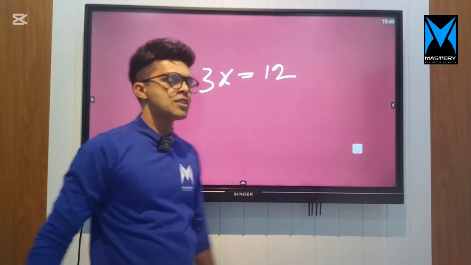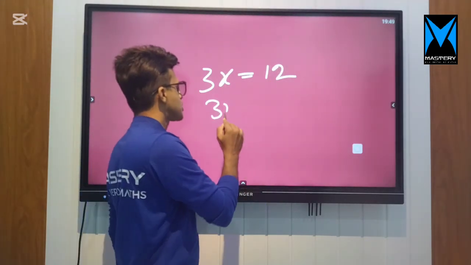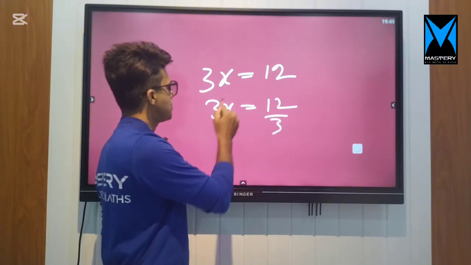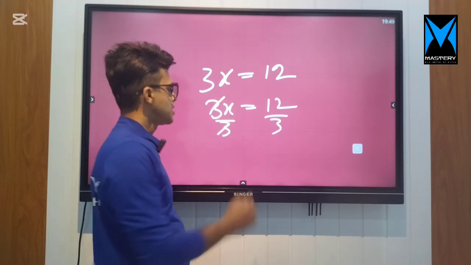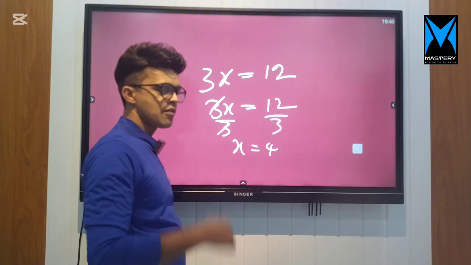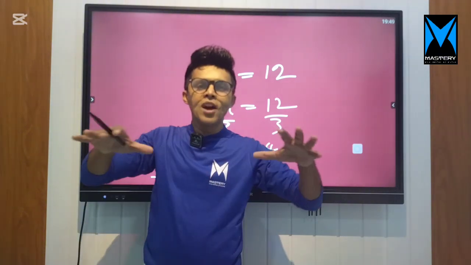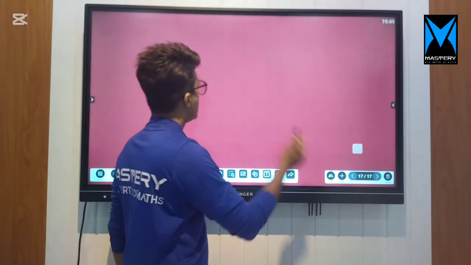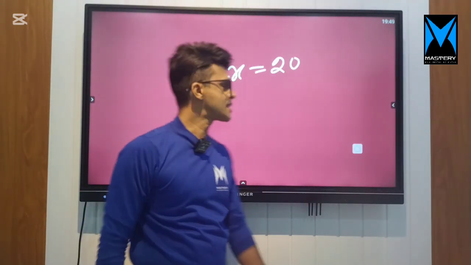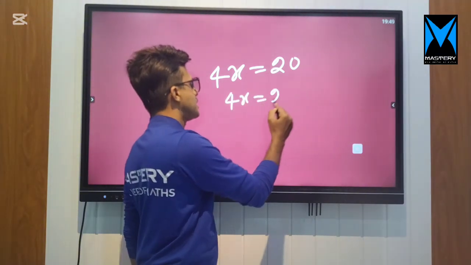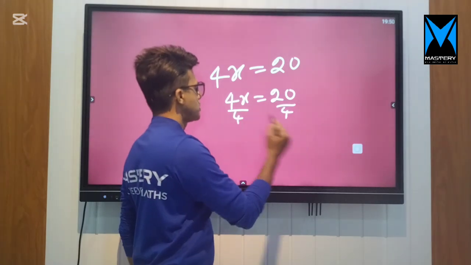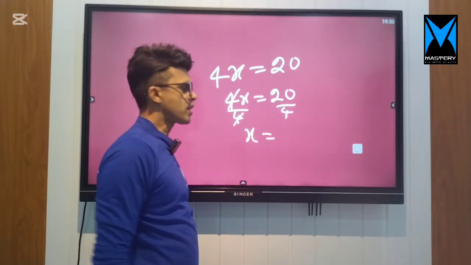Right? So this one: 3x equals 12. Now how can you do this? Both sides you are able to divide by 3. Here you could see 3, so 12 upon 3 is 4. So when it is multiplied, you could divide. Then 4x equals 20. Now how can you get the value of x here? You could divide both sides by 4. 20 upon 4 is 5.